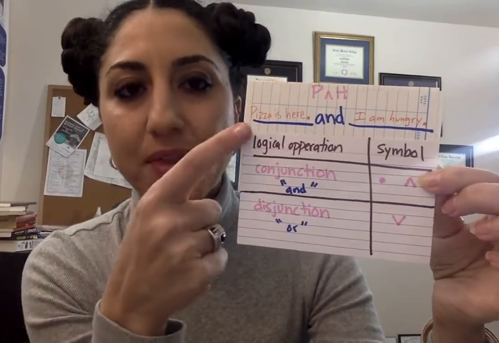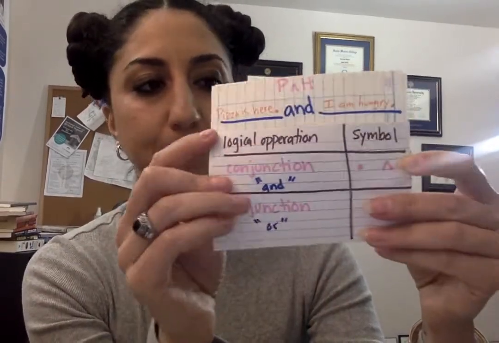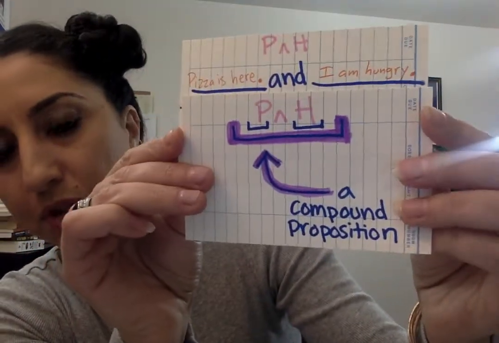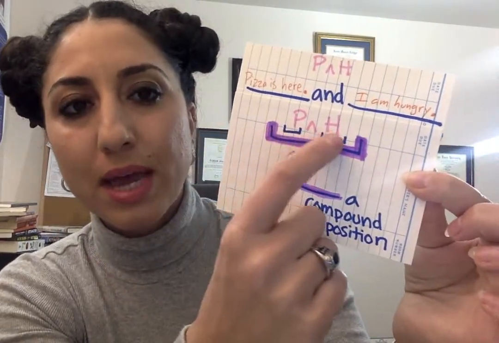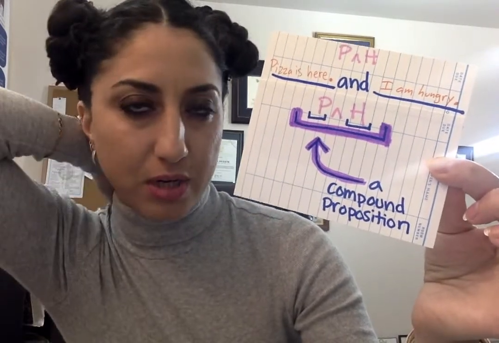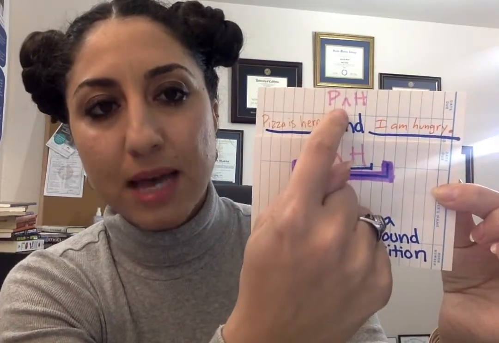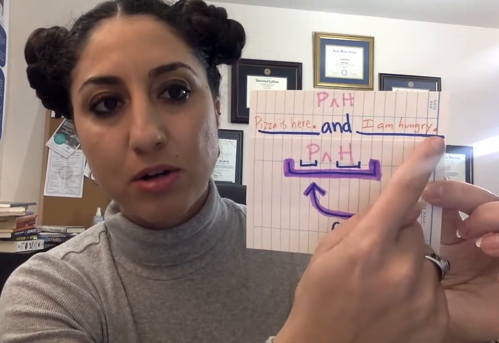What's compounded? The idea that the pizza is here is put together with the idea that I am hungry. So if we want to work towards our definition, let's just consider and, so that we can have an example of a truth functional proposition. P and H is a truth functional proposition, and we're going to figure out what exactly that means. So we have this idea, P, that symbol which is represented by and then that symbol H. Pizza is here, P, and I am hungry, H.